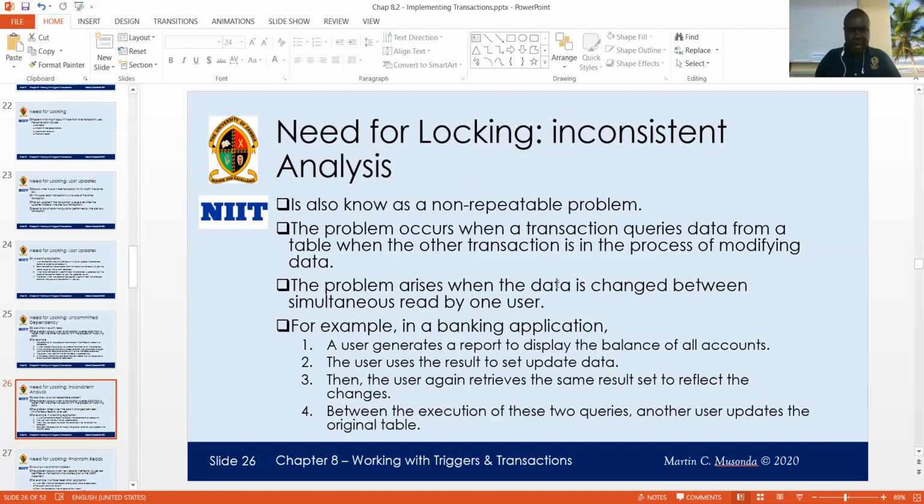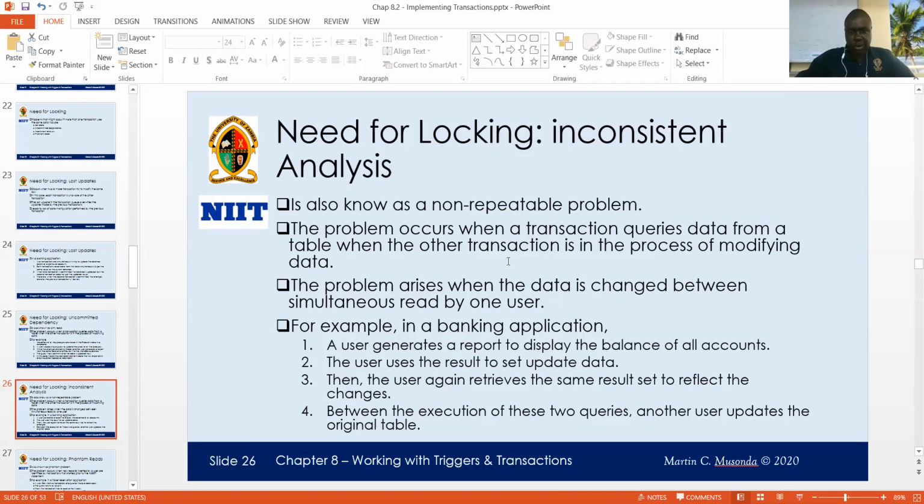Inconsistent analysis. This is also known as the non-repeatable read problem. The problem occurs when a transaction queries data from a table when another transaction is in the process of modifying data. The problem arises when the data is changed between simultaneous reads by one user.